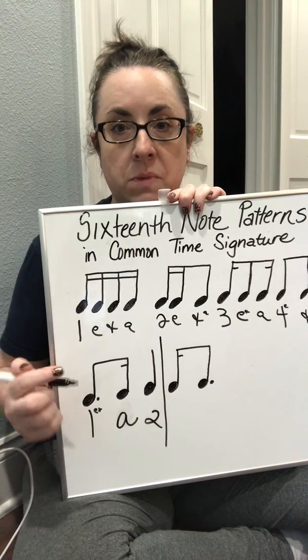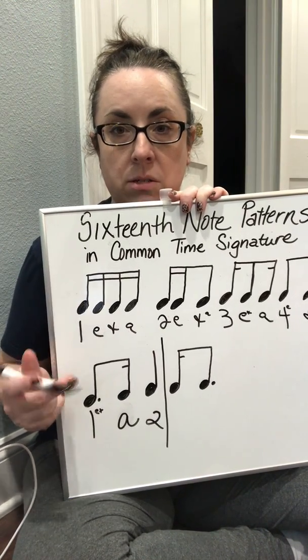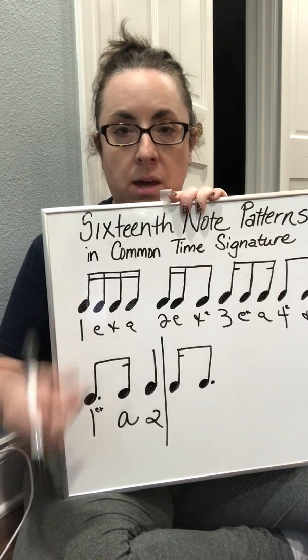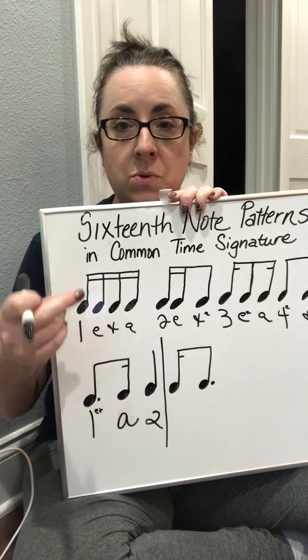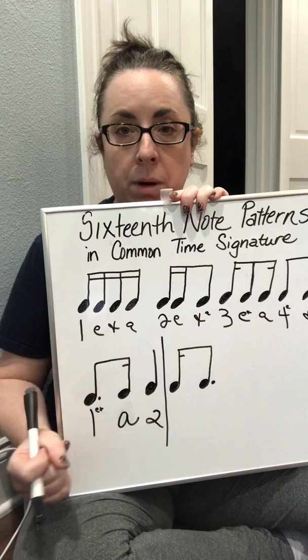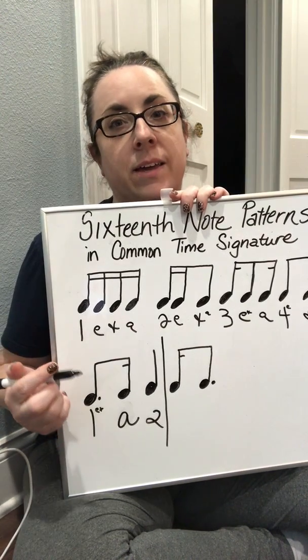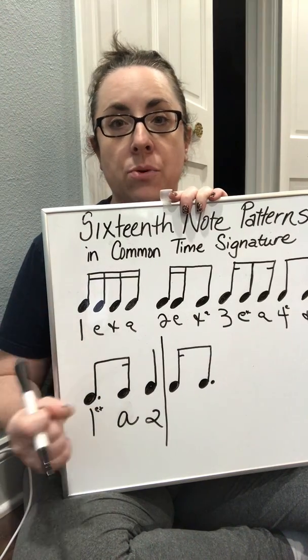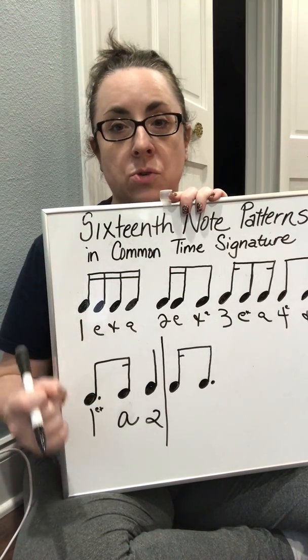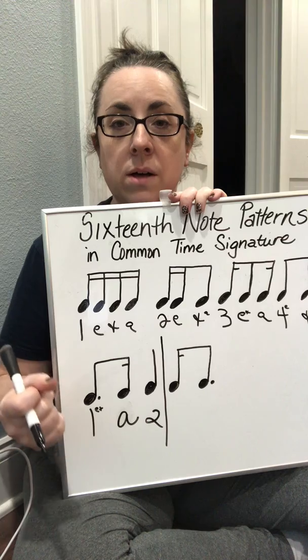1 a 2. This is how our national anthem starts. Oh, say, can you see? Bum, bum, bum, bum, bum. 1 a 2. And our national anthem would be 3 a 1, 2, 3, 1.